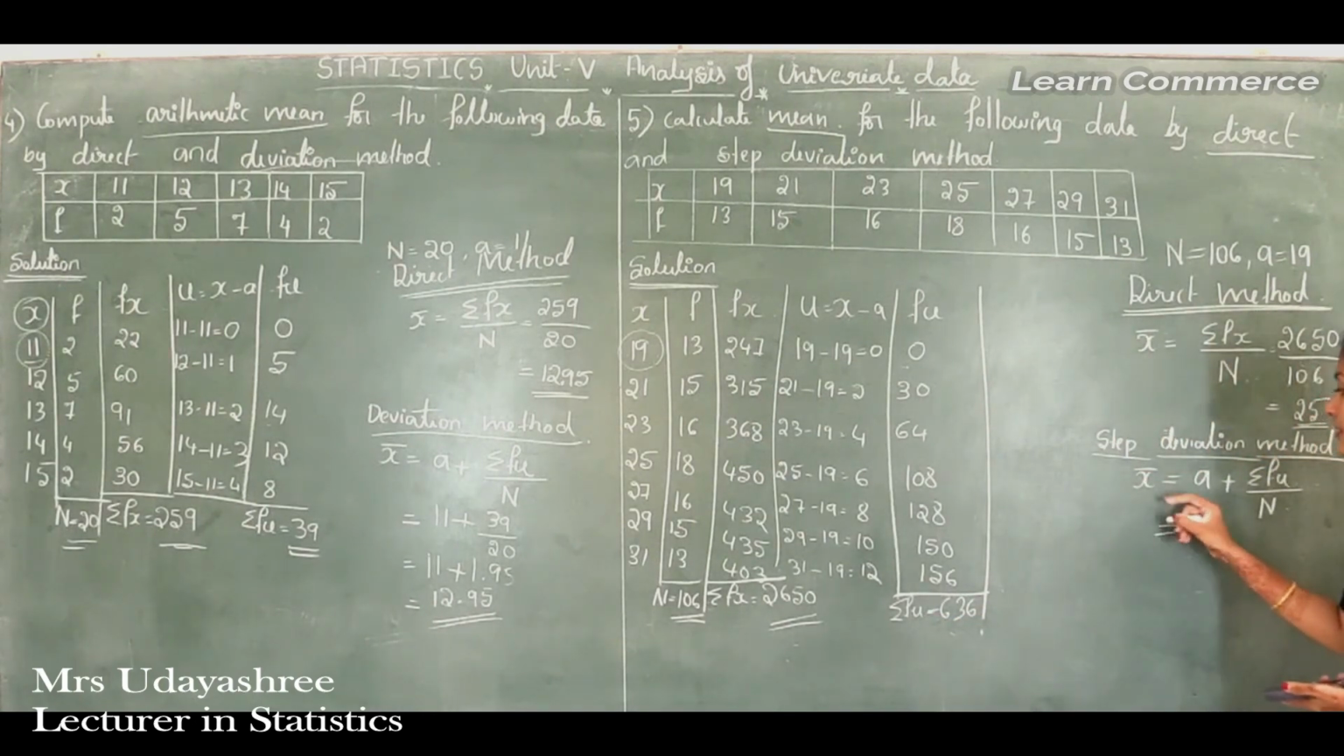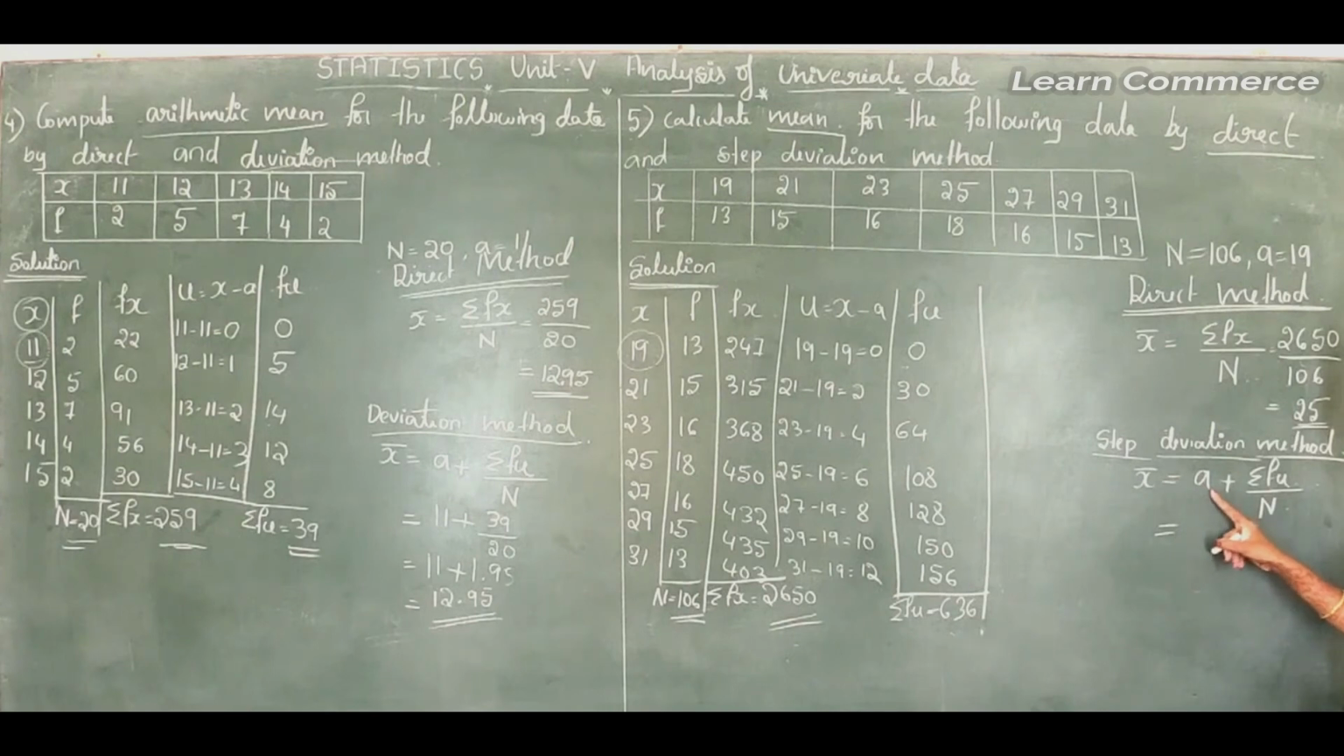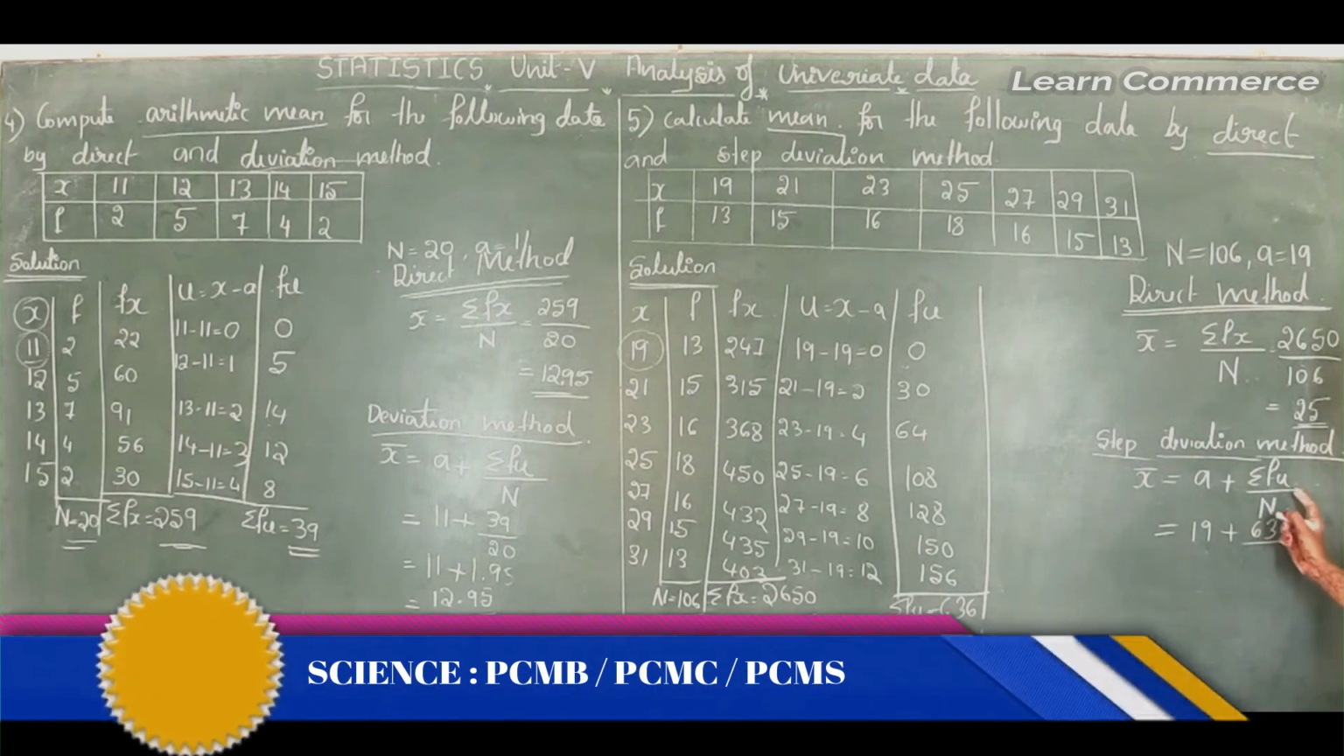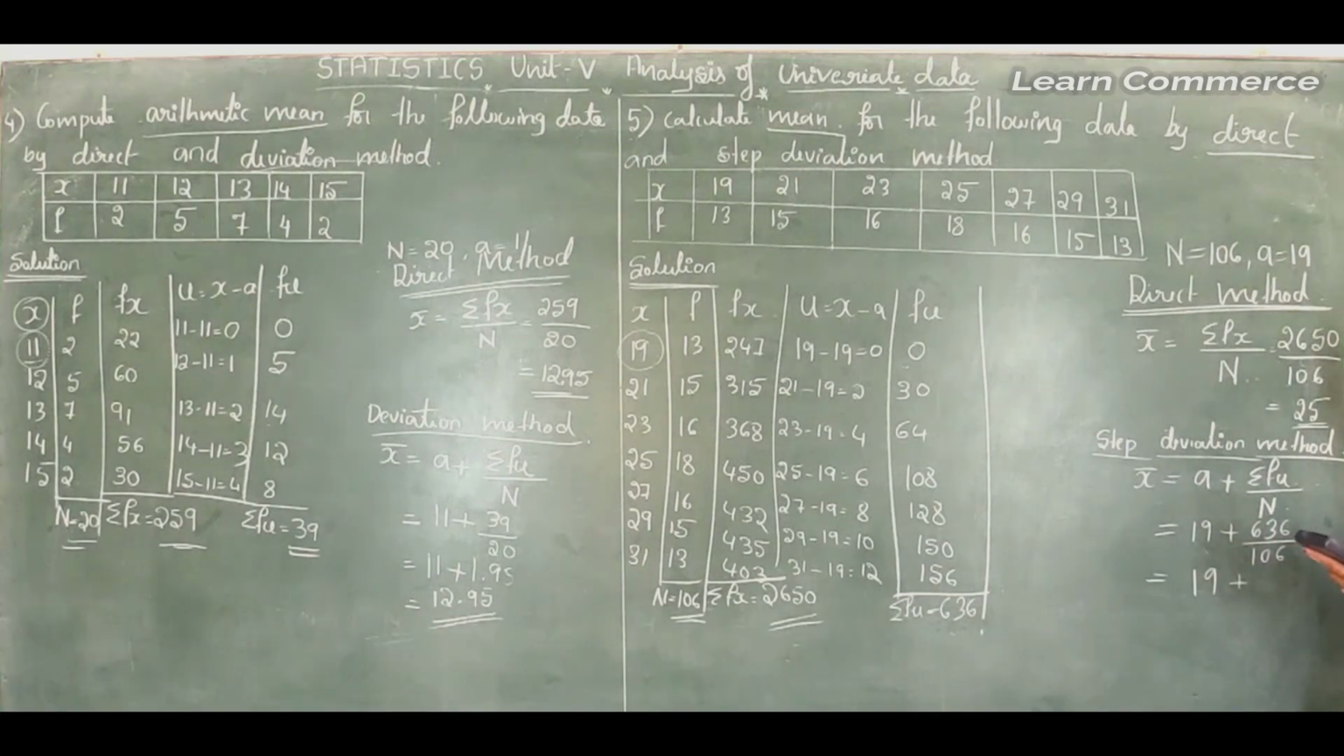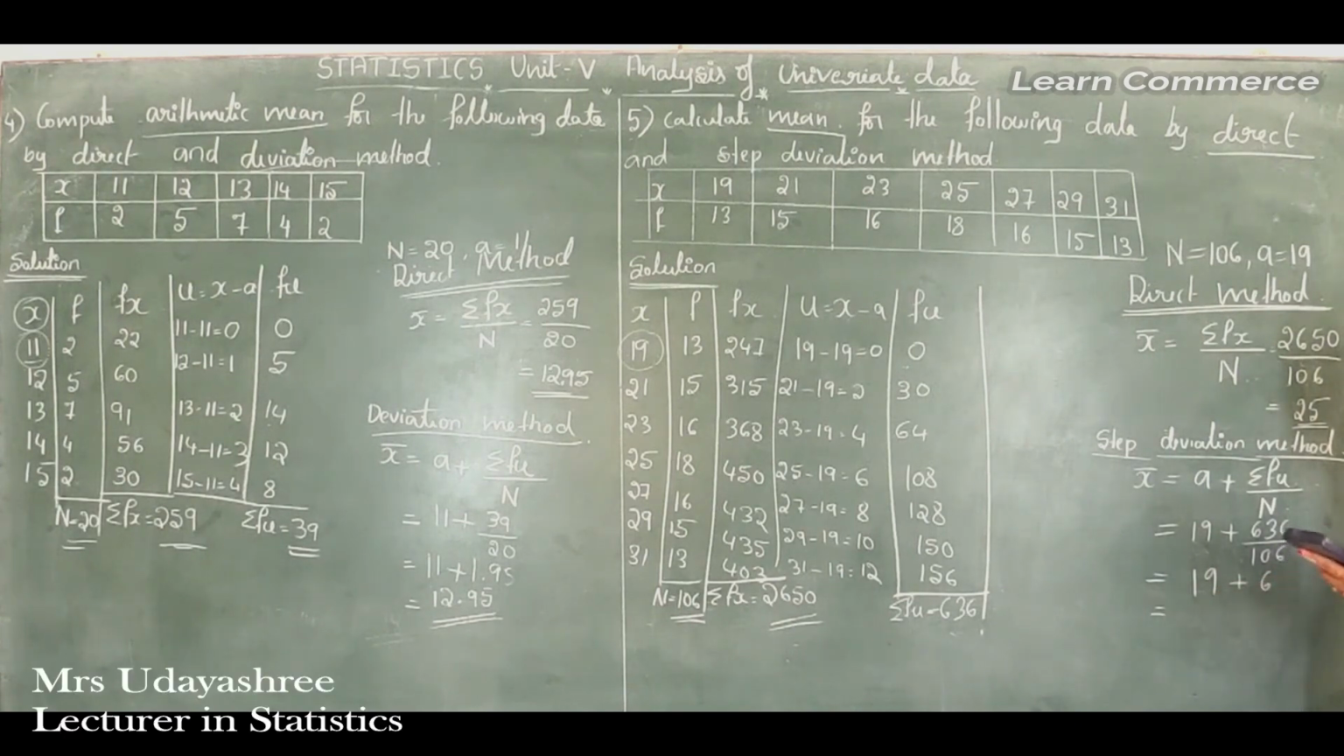So now x bar is equal to, what is a? a is 19, plus the sum of f into u, which is 636, divided by capital letter N, which is 106. So this is equal to 19 plus 636 divided by 106, which is 6. So this is equal to 19 plus 6, which is 25.